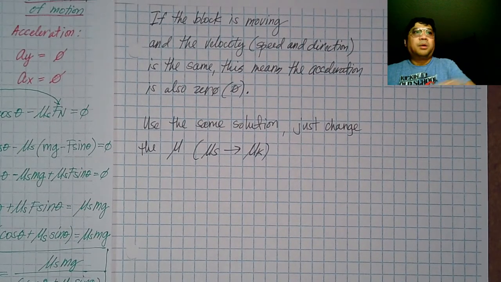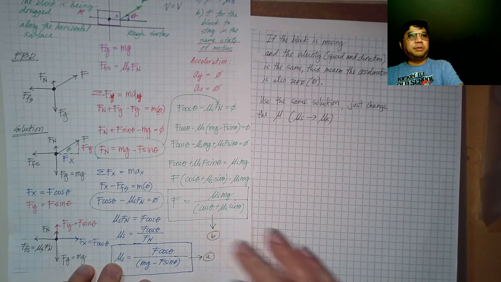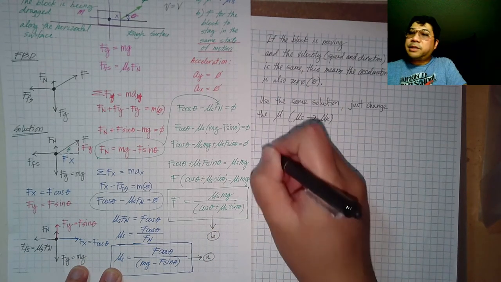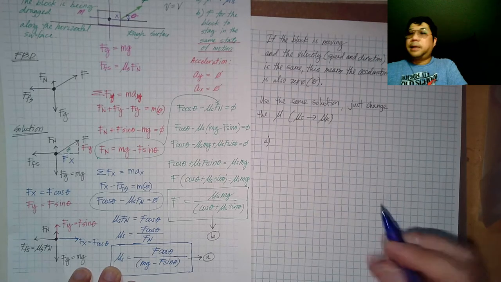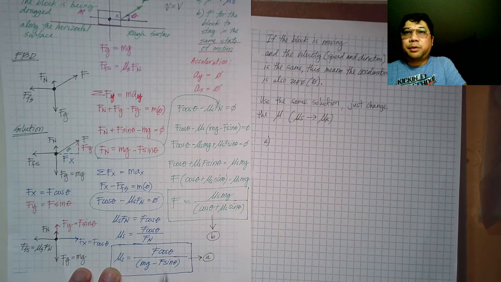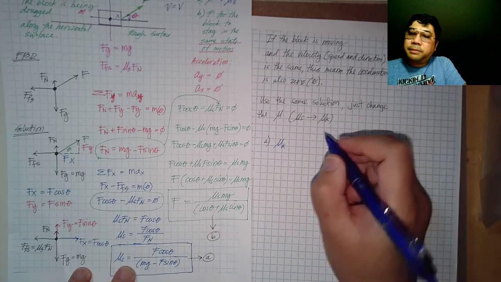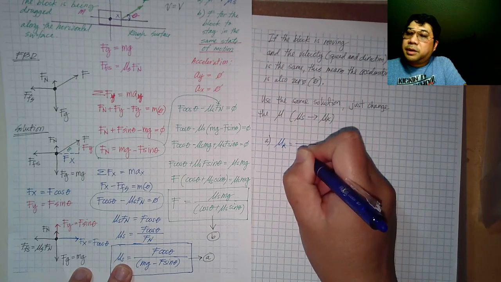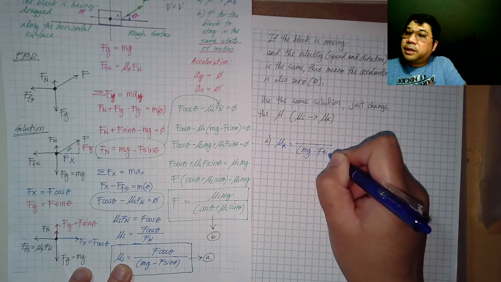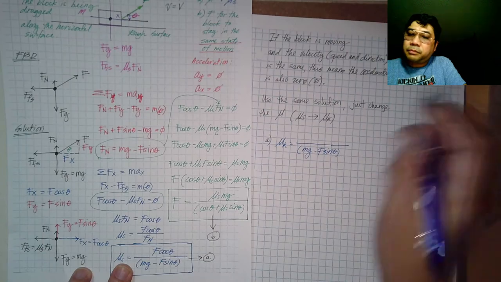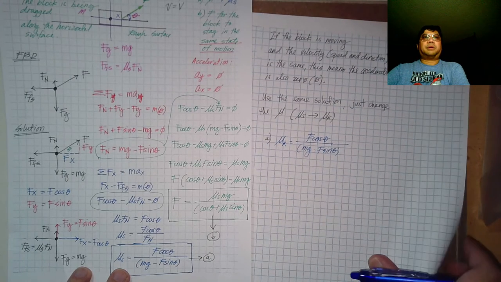So what does it mean? For letter A, in all of the solutions that you're going to use, just change your mu s to mu k. For example, for letter A, let me use the blue ink again so we can see. Instead of using mu s, the coefficient of static friction, let's use the coefficient of kinetic friction, mu k, equals mg minus F sine theta, F cosine theta. So that will be our answer to letter A.